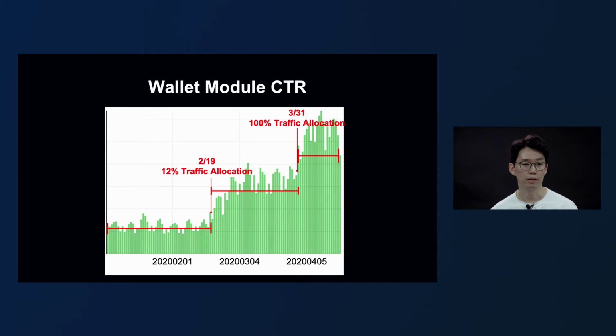The one is when we applied our model to 12% of total traffic. The other was when we applied it to 100% traffic. Overall, we can increase CTR 2.5 times more.